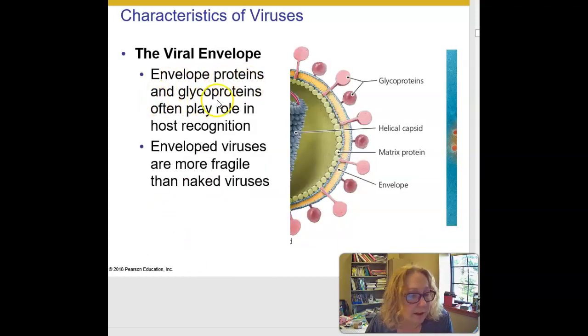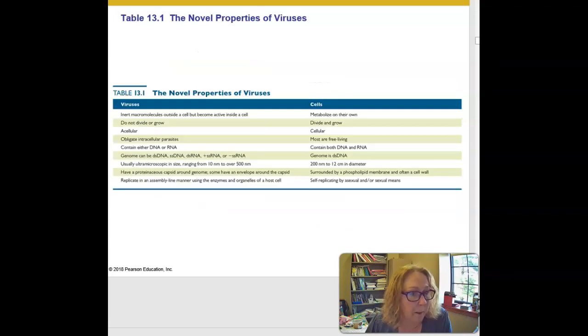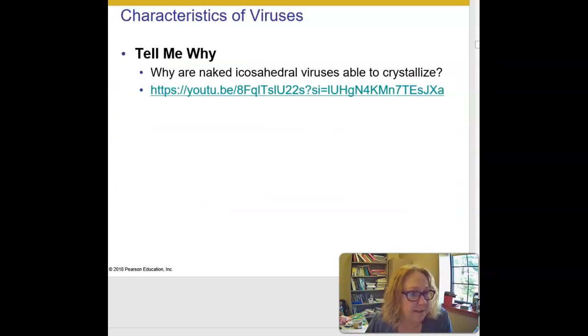Again, the envelope proteins and glycoproteins play a role in host recognition. These guys recognize a very specific host. Remember we said some will only look for your lungs or your trachea or nose, a very specific place that it's going to infect, and these spikes or glycoproteins have the receptors on the end to figure out which ones those are. Enveloped viruses are actually more fragile than naked viruses because this phospholipid bilayer can let things in and out, and the glycoproteins are susceptible as well. Here's some different types.